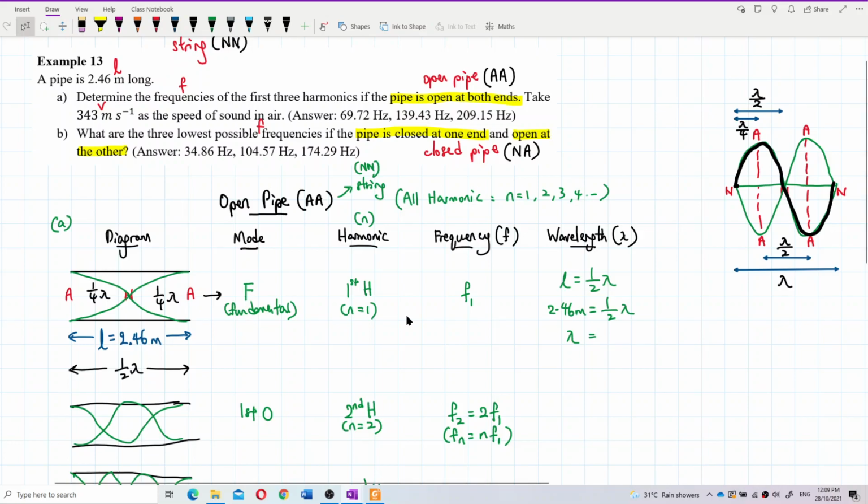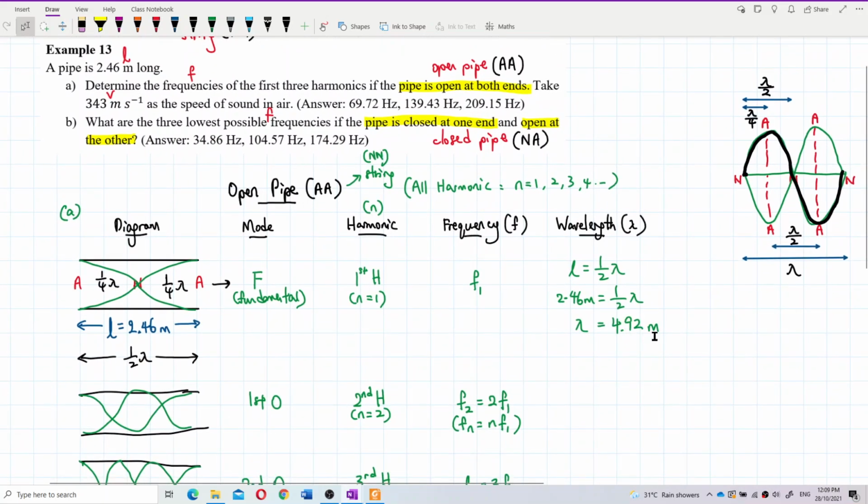What's the wavelength? Let's calculate 2.46 times 2. I got 4.92 meter, in SI unit, isn't it? Yeah, meter, SI unit. So the lambda is also in meter. So I got my wavelength already, and I can find the frequency.